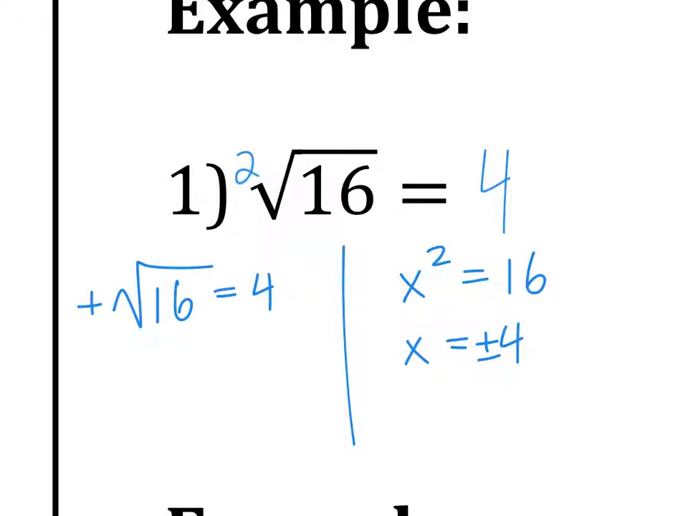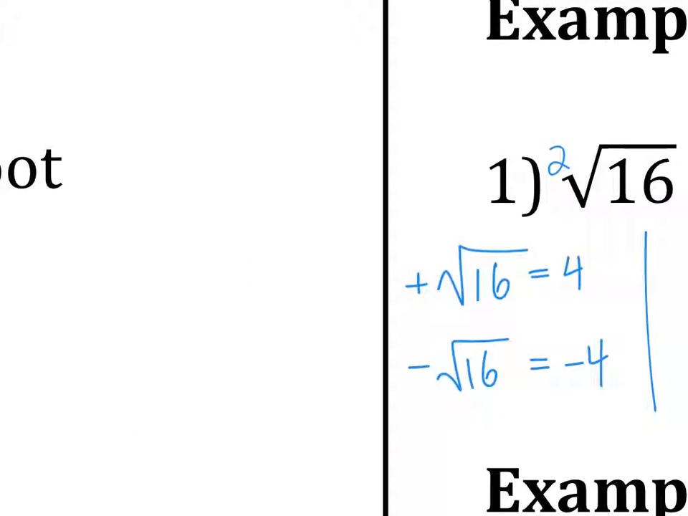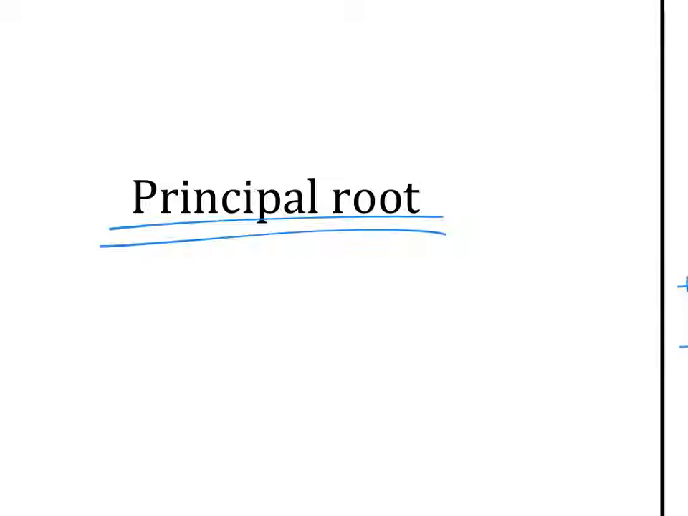Yes? No? Okay, so if they put negative square root 16 like that, the answer is negative 4. Not plus minus 4. Yes? Okay, so this is called the principal root. Principal root means if it says plus on the outside, you just leave it as a plus. If it's a negative, you just leave it as a negative.